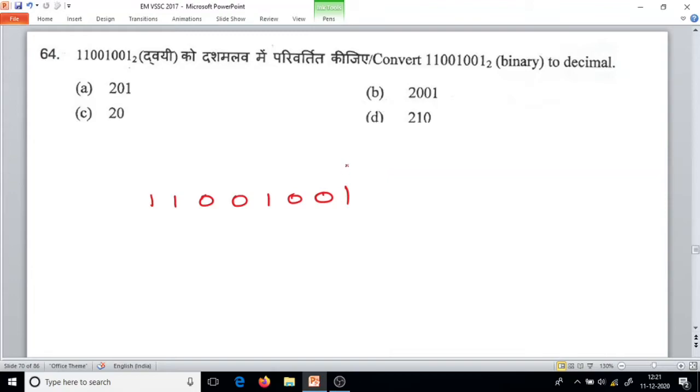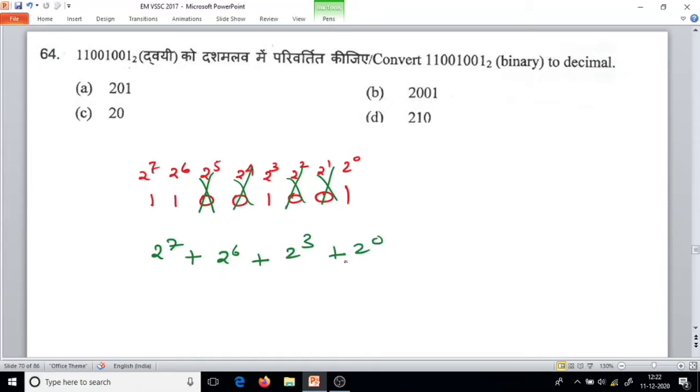Okay, now this one is at the position of 2 to the power 0, then 2 to the power 1, 2 to the power 2, 2 to the power 3, 2 to the power 4, 2 to the power 5, 2 to the power 6, 2 to the power 7. Now the zeros all will go off. We need not calculate the zeros. So the ones only we have to take and sum up, all these remaining values. That is 2 to the power 7 plus 2 to the power 6 plus 2 to the power 3 plus 2 to the power 0.